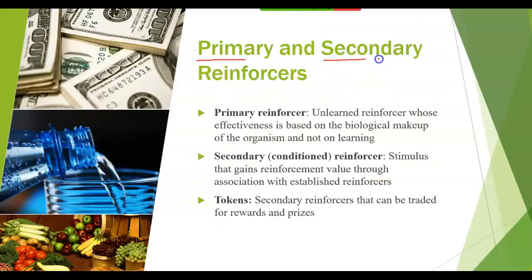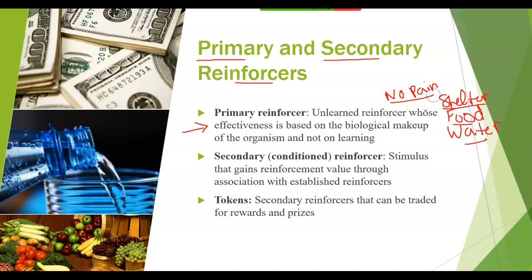All right, so primary and secondary reinforcers. A primary reinforcer is an unlearned reinforcer whose effectiveness is based on the biological makeup of the organism and not learned. This is things like food, water, shelter, the right temperature, no pain, so the absence of pain, not having pain.